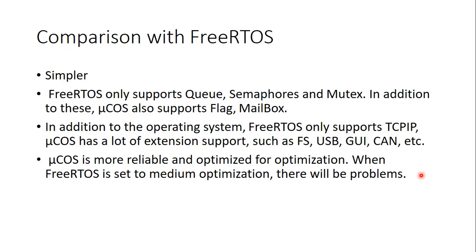Now I have compared it with FreeRTOS. FreeRTOS is another type of real-time operating system available in the market, which is widely used in the embedded systems domain. In comparison, MuseOS is simpler than FreeRTOS. FreeRTOS only supports queues, semaphores, and mutexes, while MuseOS besides that also supports flags and mailboxes. In addition to the operating system, FreeRTOS only supports TCP/IP, whereas MuseOS also supports file system, USB, GUI, and CAN, along with TCP/IP. MuseOS is more reliable, and we have seen that the footprint is only 20 KB, so it is more optimized compared to FreeRTOS.